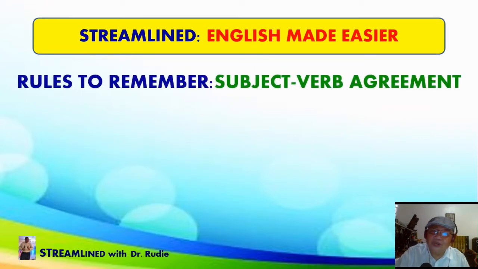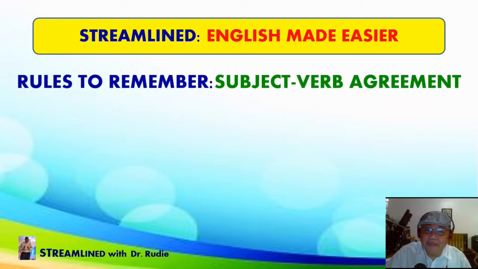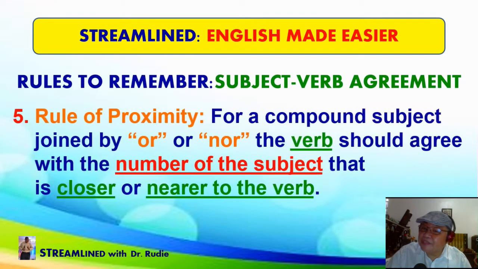Here we go with rules 5 to 8 on subject-verb agreement. Rule number 5 is the rule of proximity. It states that for a compound subject joined by or or nor, the verb should agree with the number of the subject that is closer or nearer to the verb.